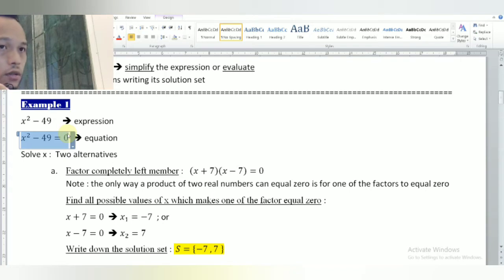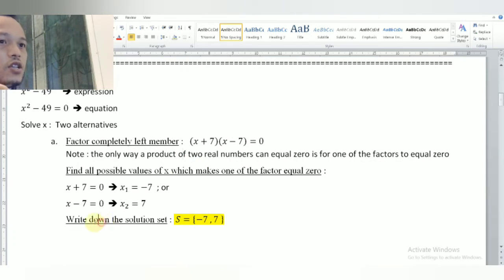Don't forget, not one. So solving for x, you must find all possible values as completely as you can. You cannot just be satisfied by presenting one solution or two solutions if there are more. You need to present all. Okay, since we are sure that there are only two of these, you can write down the solution set. Remember before, this is the form of the solution set. It begins with S equals braces, and we have two solutions, which are negative 7 and 7. That's how you do the first alternative.